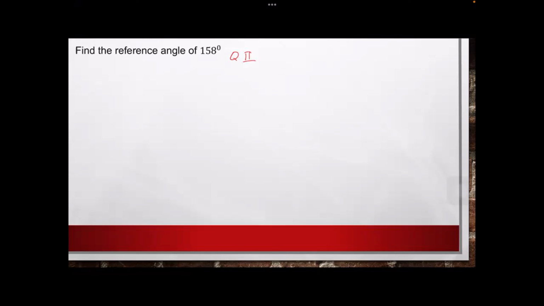Now, kung quadrant 2, ang formula natin, reference angle na agad tayo. So, quadrant 2 ay 180 minus the given angle. And so, reference angle is equal to 180 minus 158. So, what will be our reference angle?